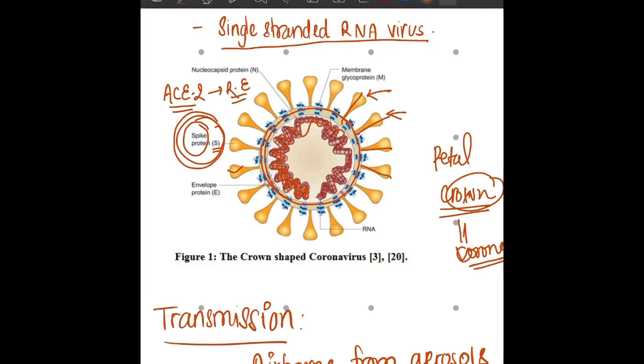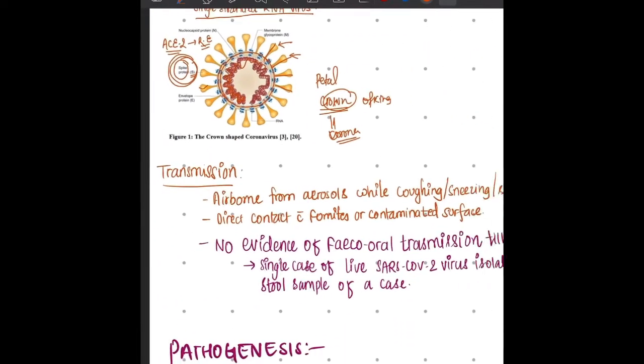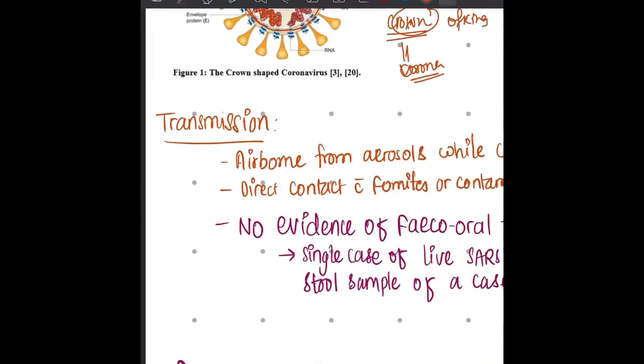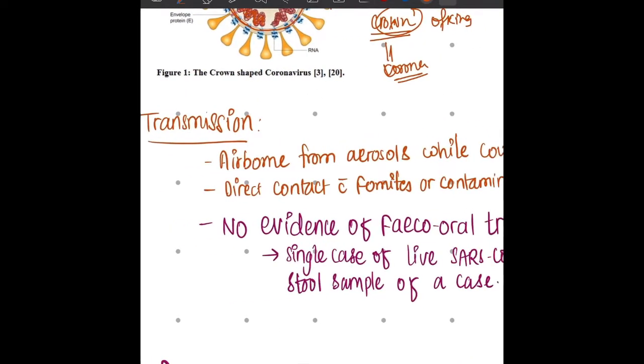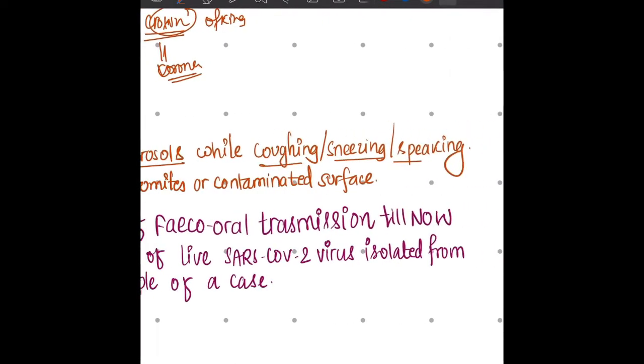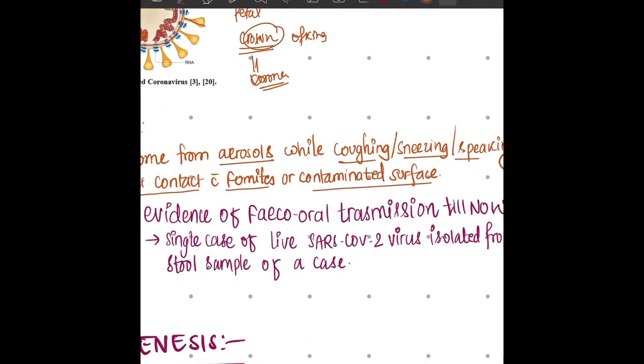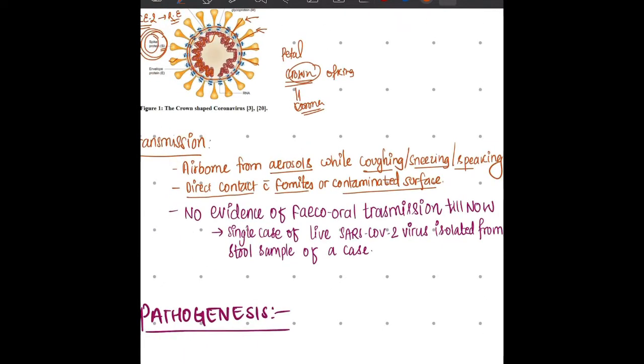coronavirus attaches to a particular receptor called ACE2 receptor present in the respiratory epithelium. Right? Okay. Now let's talk about transmission of the COVID-19. We know that the most common method of transmission of COVID-19 is through the aerosols and through the air droplets whenever the person coughs, sneezes or speaks.